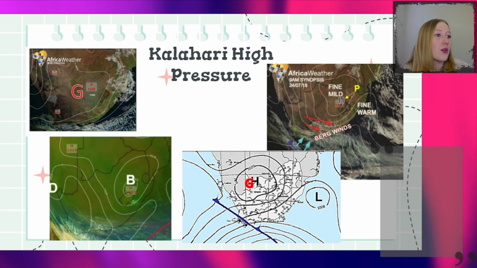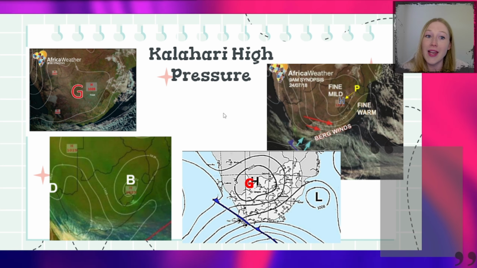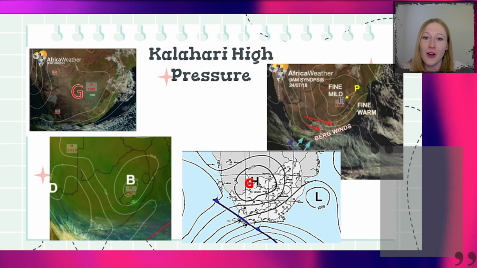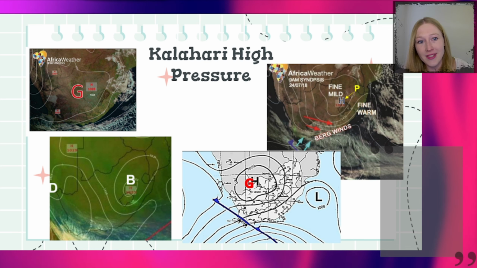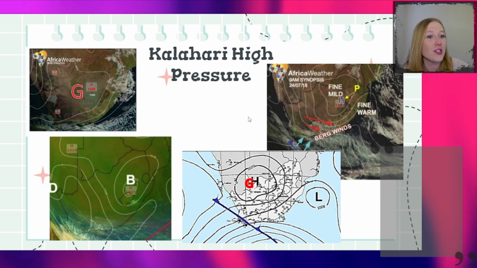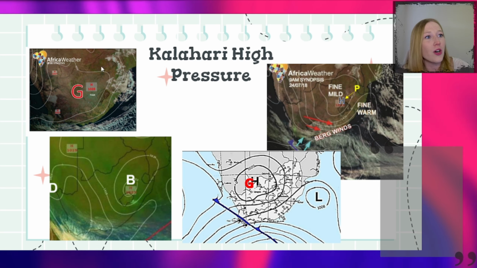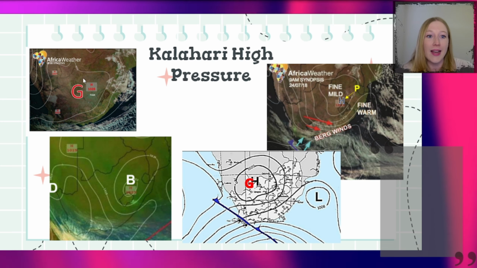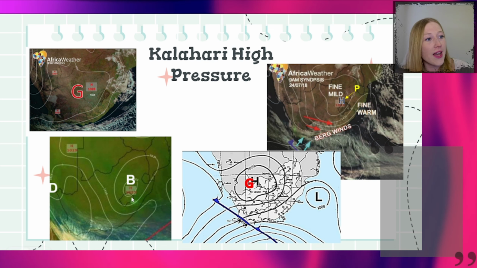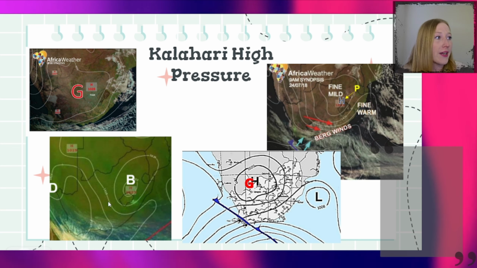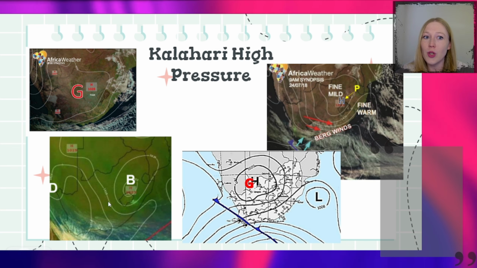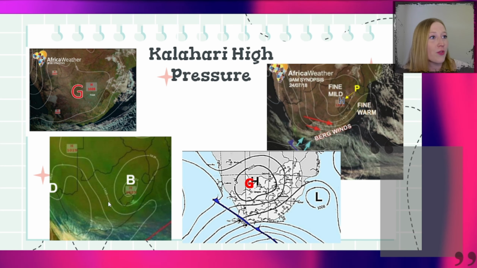Then one that we see depending on the seasons, and we will explore that a little bit more, is the Kalahari high pressure or the Kalahari anticyclone. So this is located over the interior. So it's located over the land in South Africa, and it's basically caused just by the air being very cold, that the air sinks and it forms this high pressure. But we will take a look at this formation.